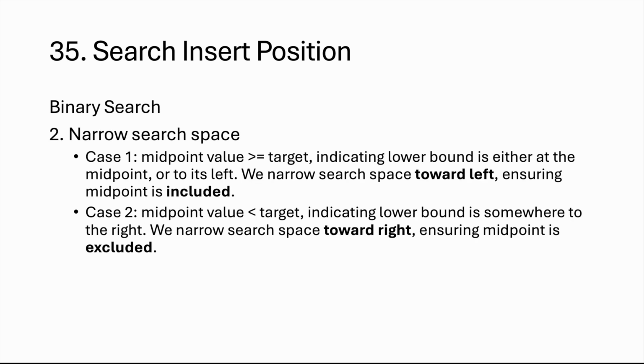Step 2 is to narrow search space. If midpoint value is greater than or equal to target, indicating lower bound is either at the midpoint or to its left, then we should narrow search space toward left, ensuring midpoint is included. If midpoint value is less than target, indicating lower bound is somewhere to the right, we should narrow search space toward the right, ensuring midpoint is excluded.